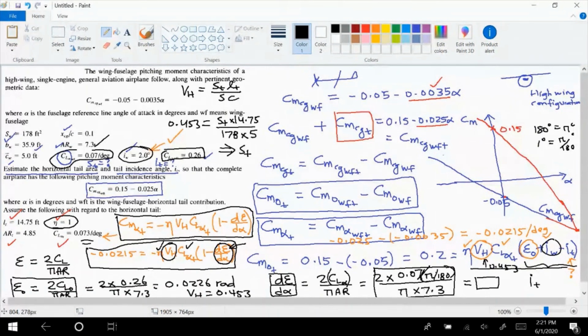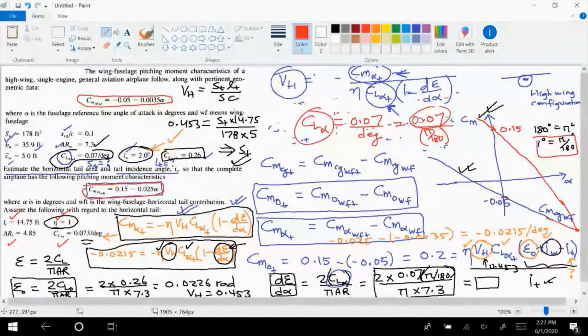So the idea is that if you now design this tail with whatever this number you get here, that area, and if you mount it at whatever angle you get here, you will be able to obtain this stability curve, which will significantly improve the static stability in comparison to the case where you had only the wing and the fuselage. And it will also allow you to trim the aircraft at a positive angle of attack.